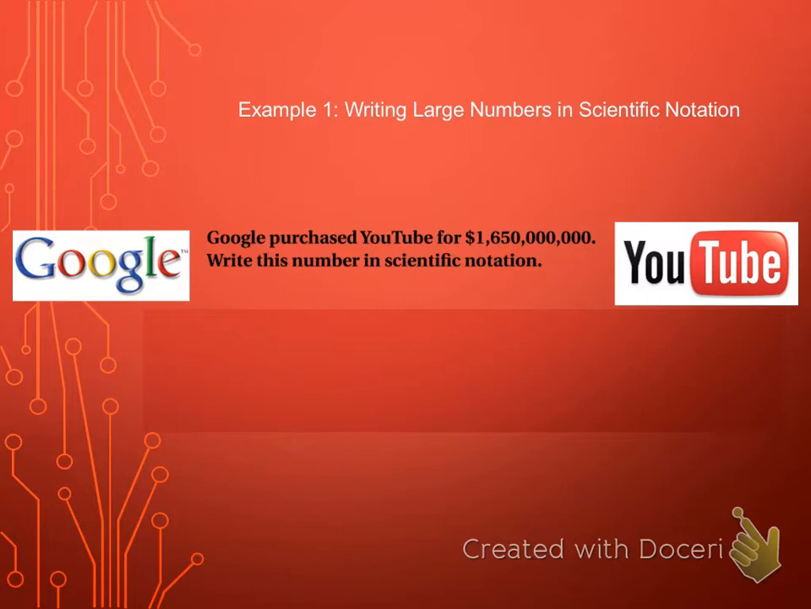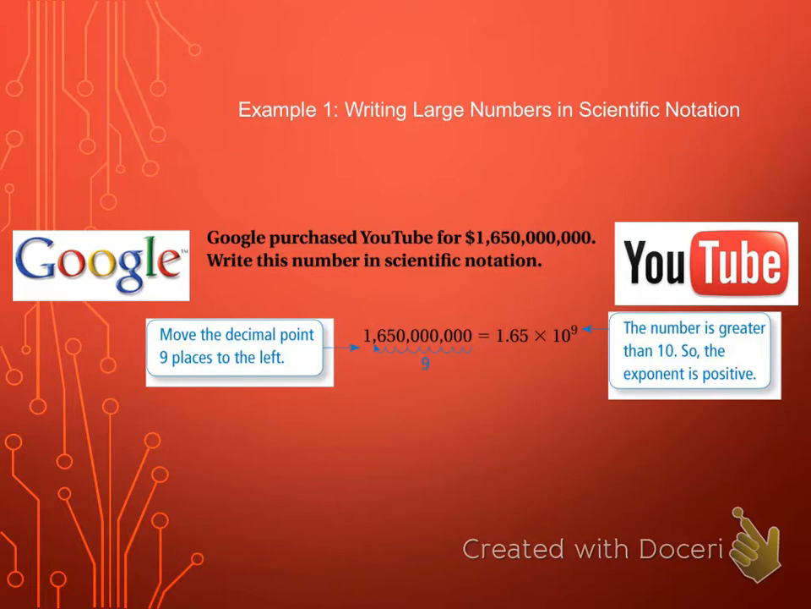An example here is writing large numbers in scientific notation. So example 1 is writing large numbers in scientific notation. Google purchased YouTube for $1,650,000,000,000. Write this number in scientific notation. So what you're going to do is move the decimal point 9 places to the left, because you want one non-zero digit to the left of the decimal. So you're going to have 1.65 times 10 to the 9th because we moved it 9 places, and it's going to be positive because the number is greater than 10.